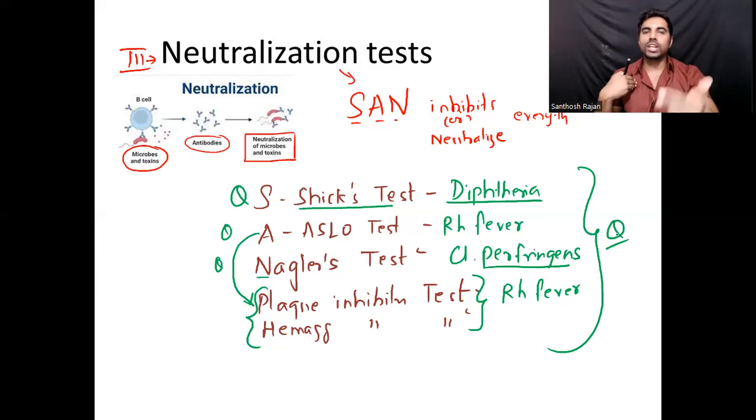Schick test, ASO titer, plaque inhibition or hemagglutination inhibition test, and Nagler's test. So these are the neutralization tests you have to remember. That's it. Very, very simple.